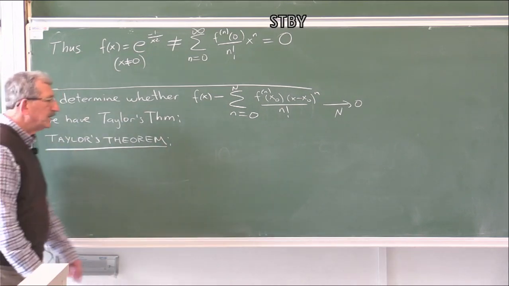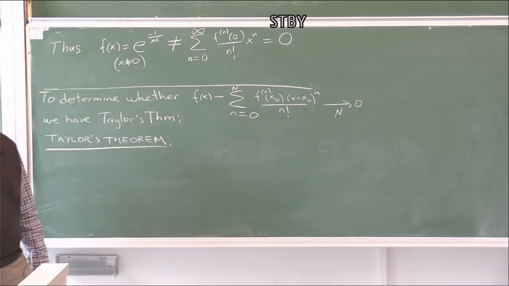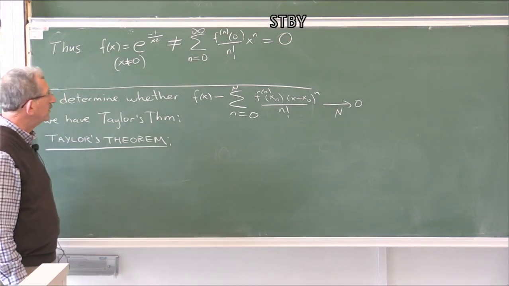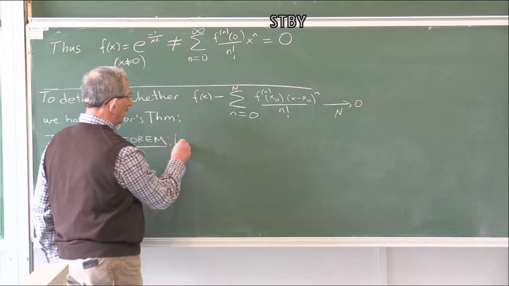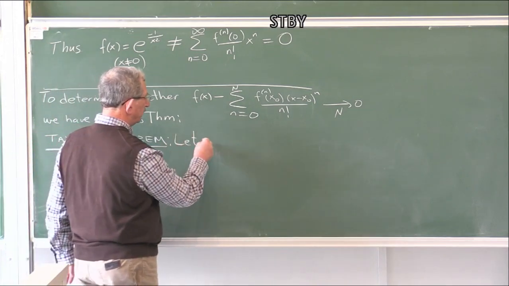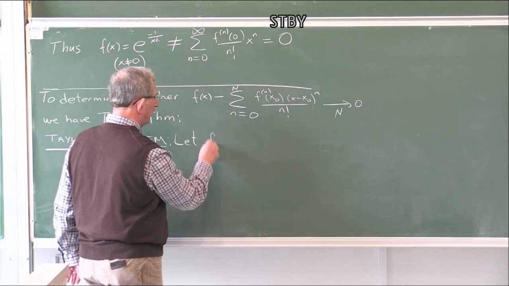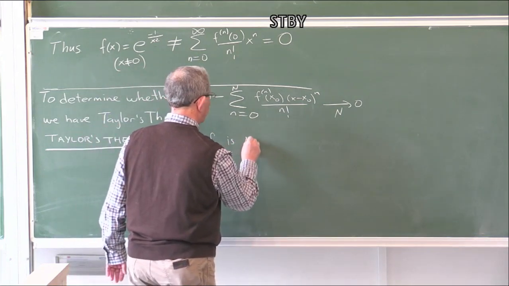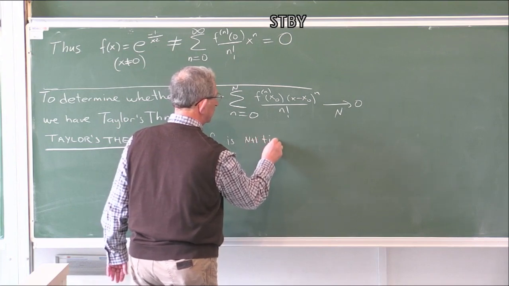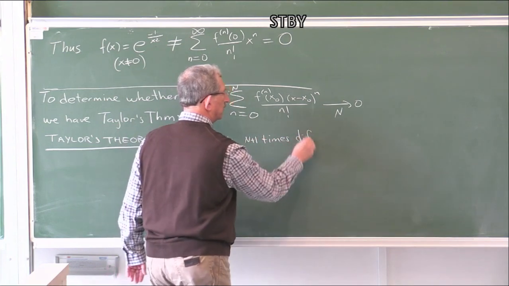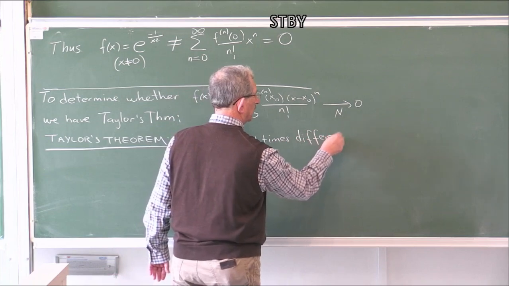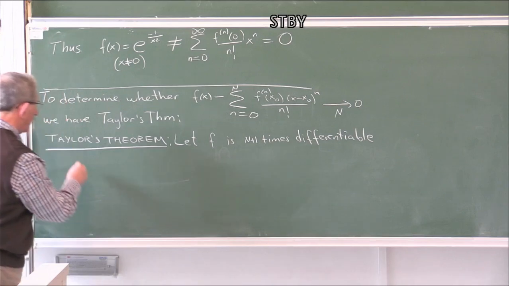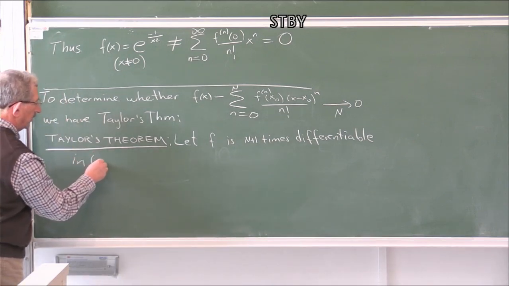This theorem is a consequence of the mean value theorem that we already know from Math 119. Suppose that f is n plus 1 times differentiable in the interval AB.